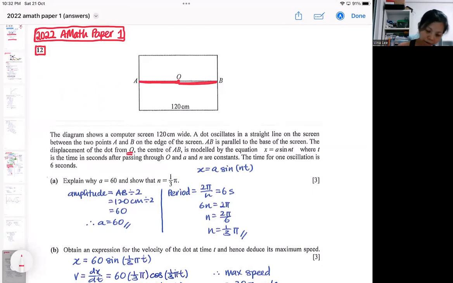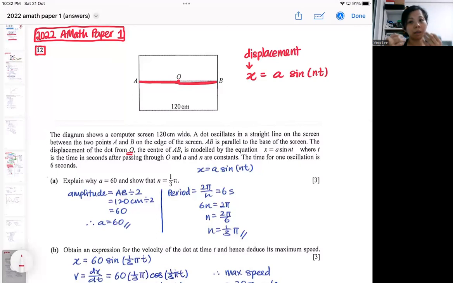Then you are given that x equals A sine nt. So this is representing a displacement from O. So it will still be the same relationship. If this is a displacement, I can get the velocity by differentiating, and I can get the acceleration by differentiating. So your trigo differentiation will be involved.